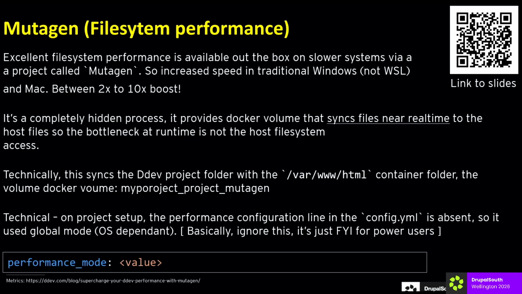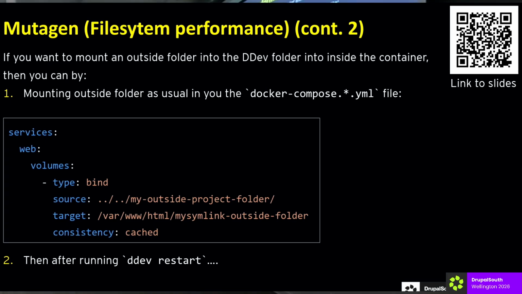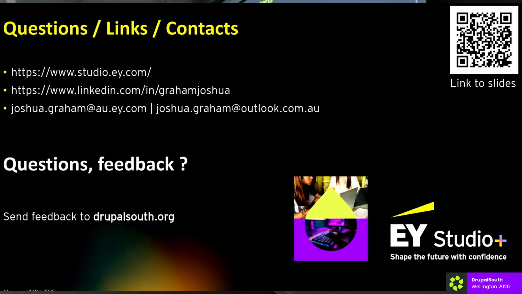That's just some notes on the screen about if you need to configure it explicitly, otherwise it just works out of the box. Mutagen is for traditional Windows, not WSL, or Mac. For Linux and WSL, it's not required, but it just runs in the background. Those are commands. You can do extra files. I won't go over this, but you can also map files. You just have to note configuration to make mutagen not complain. I think that's it.